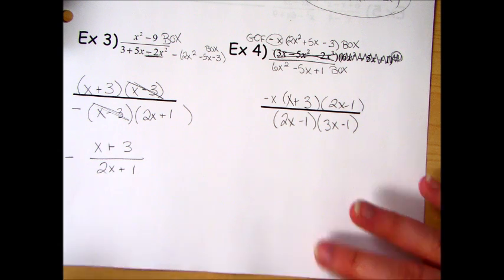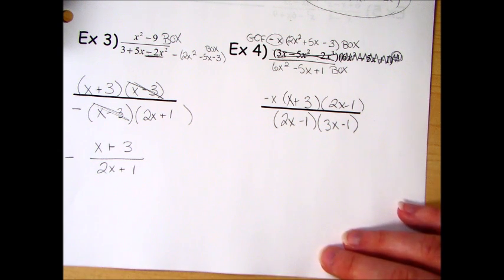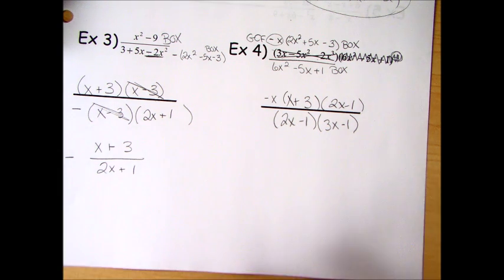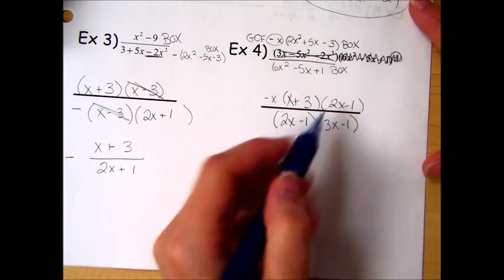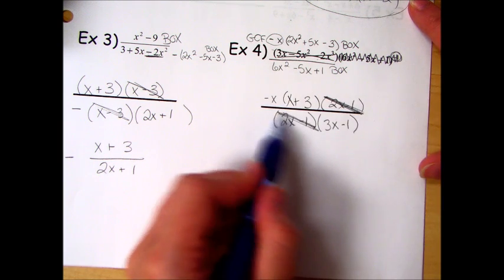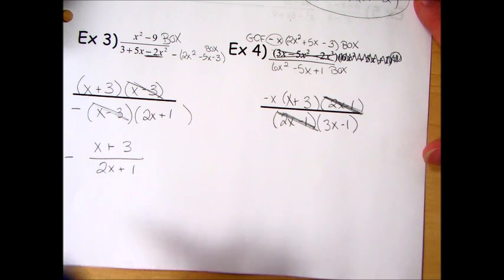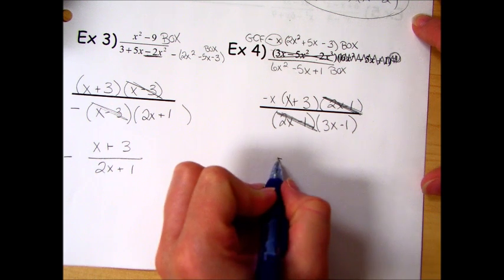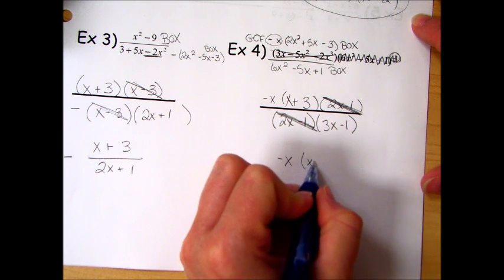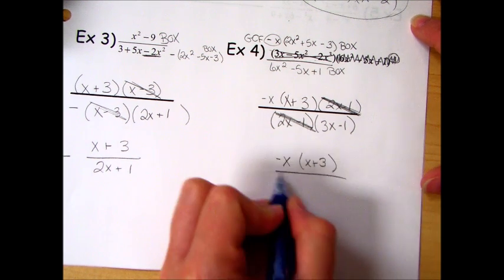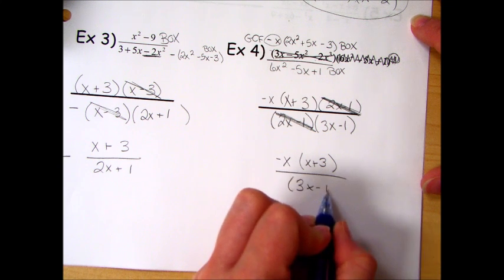All right. Again, your factoring skills have to be on par. Please stay after if you're struggling with factoring. That's not actually a Chapter 8 skill. They assume you know how to factor in Chapter 8. Now we'll just write what we have left. We have the monomial, negative x, x plus 3, and a binomial, 3x minus 1.